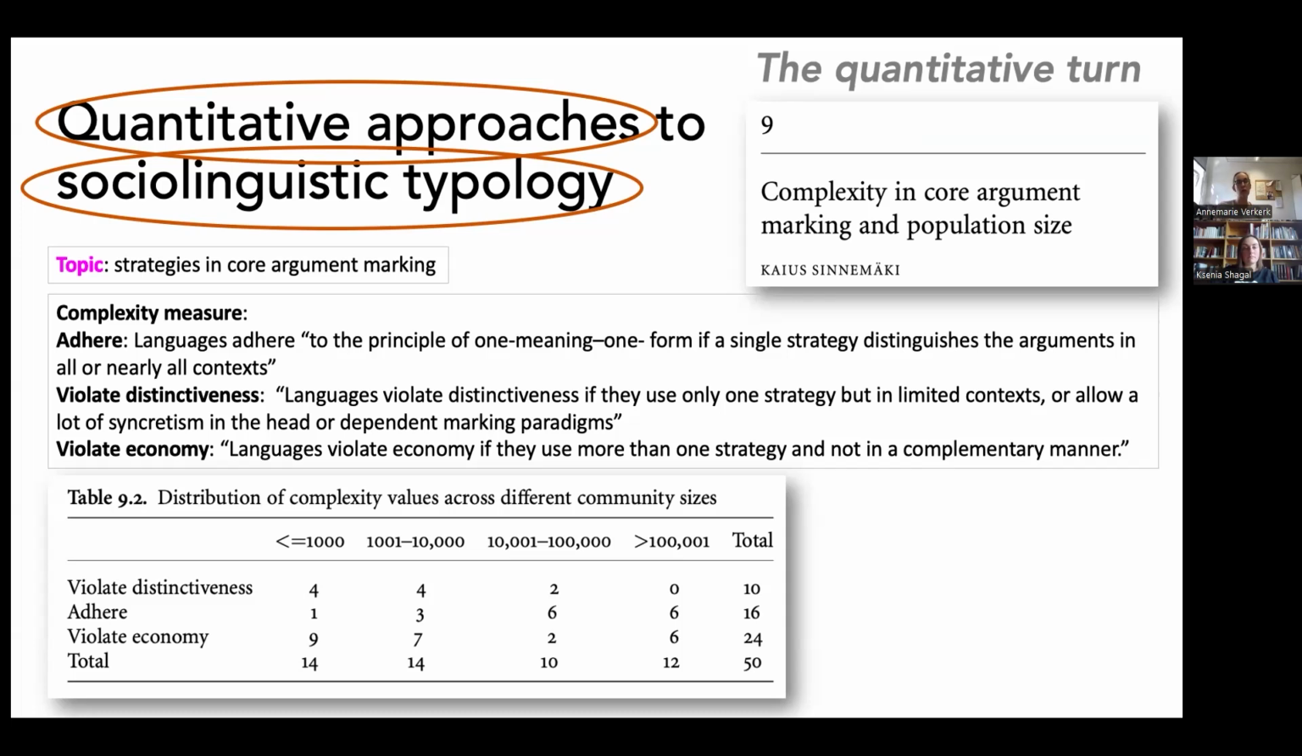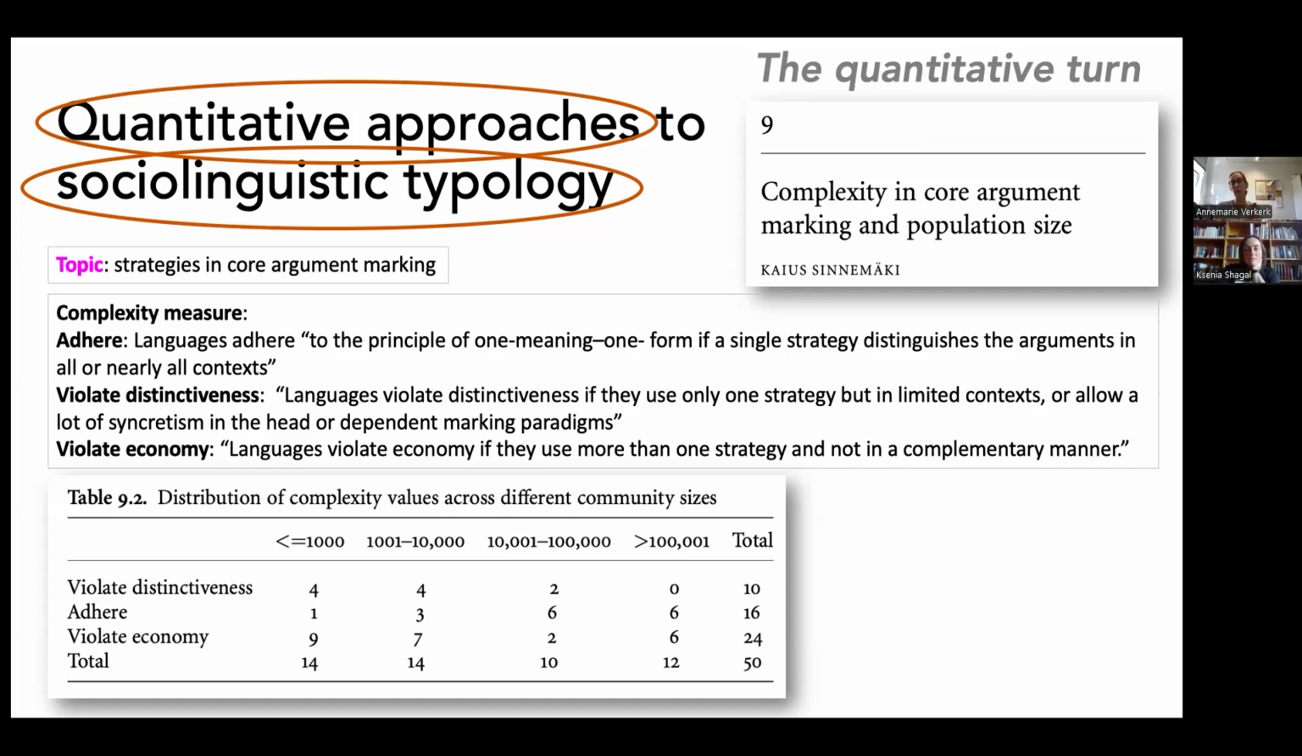Then you can violate this principle of one meaning, one form in two different ways. You can violate distinctiveness, which means that you use only one strategy, but you use it in limited contexts, or you allow a lot of syncretism in the head or dependent marking paradigm. This makes the system more complex. Or you can violate economy if you use more than one strategy and you don't do it in a complementary manner, right? So there's some vague stuff going on, and language users have to figure out what to do on one occasion, and that might not be the same thing as in another context. So languages that violate distinctiveness or economy are more complex than languages that adhere.